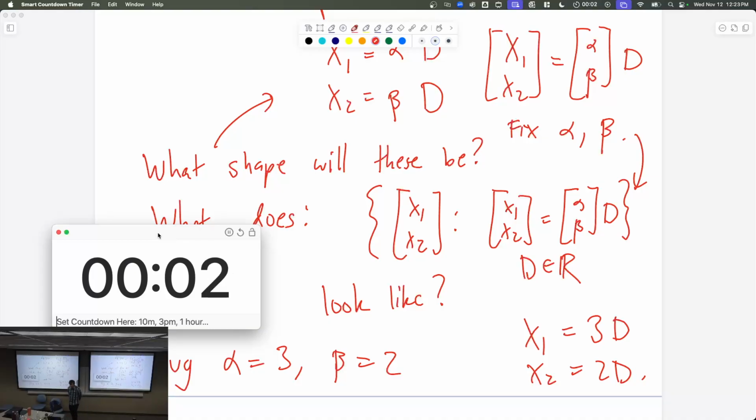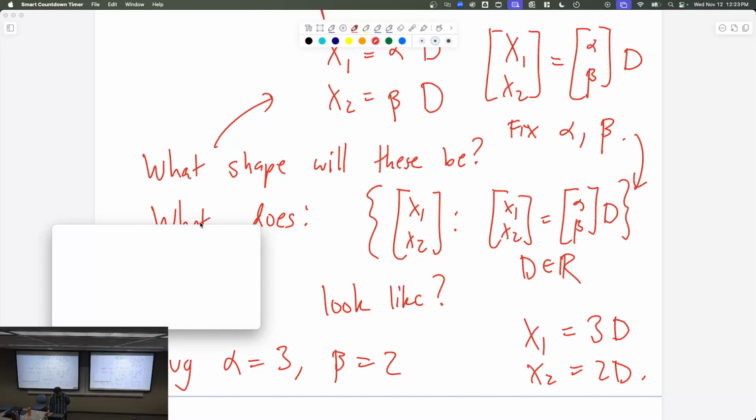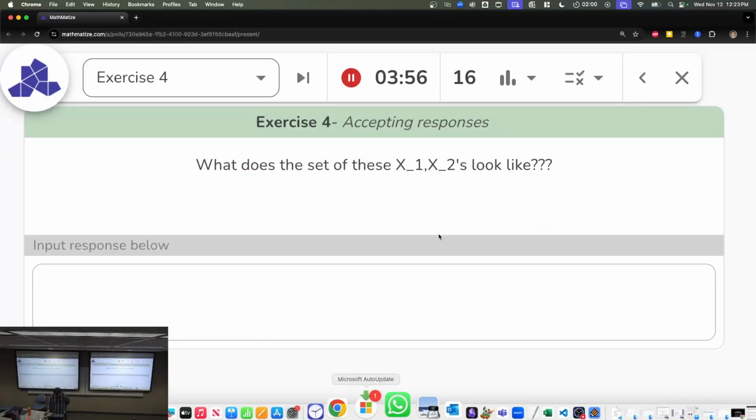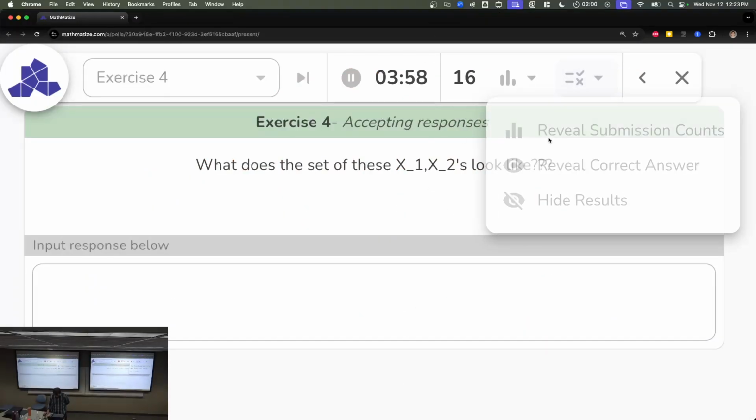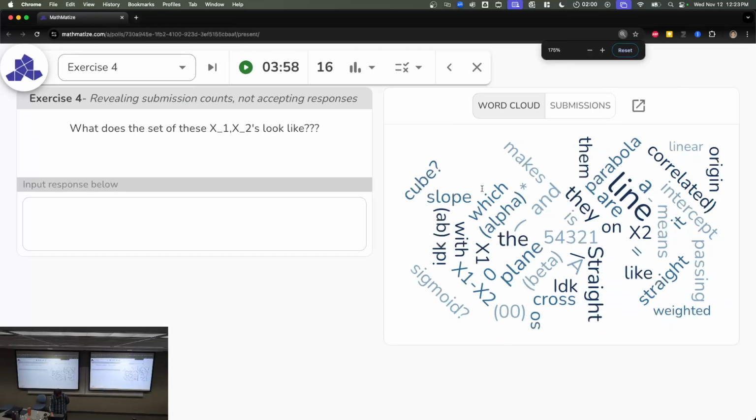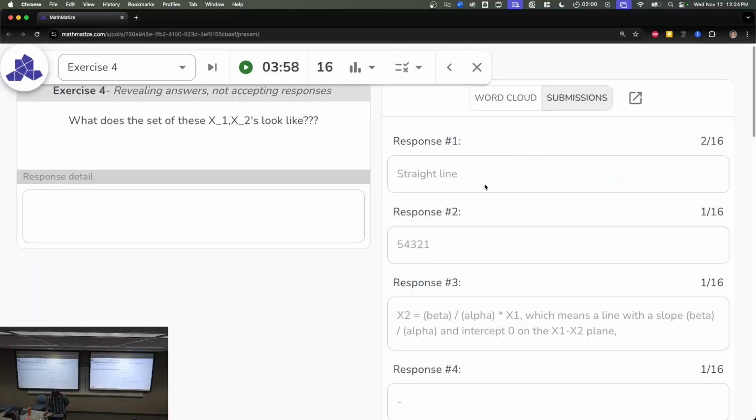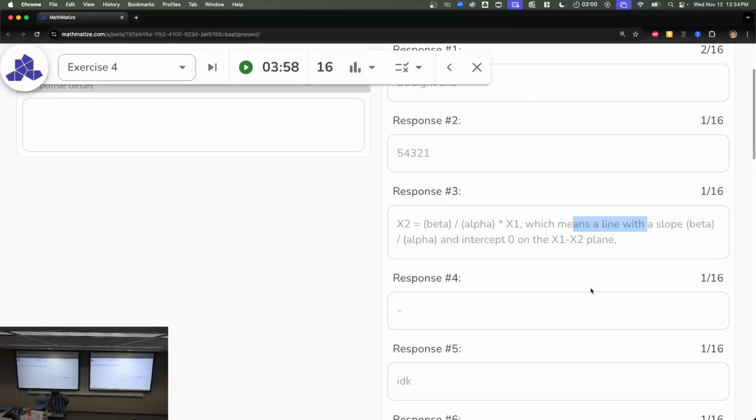Okay, put in your guesses, and let's see if people were able to recall this shape. Okay, what did people say? All right, lots of different things. Sigmoid, cube, slope. The biggest one of all is the word line. Let's see, did a lot of people say a line? Straight line, very nice. A line with slope beta over alpha.